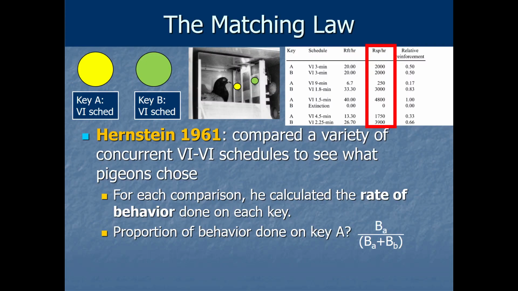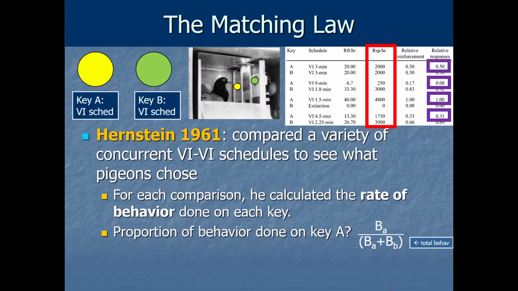So for any key, we can calculate the proportion they did on that key. And that gives us our final column on the right side here. Like for the top experiment, what's the proportion of behavior done on key A? It's 2,000 out of the total in that experiment, which was 4,000 total behaviors. So the proportion on key A was 2,000 out of the whole 4,000, which is 1/2, 0.5, right? Half of their behavior was on key A.